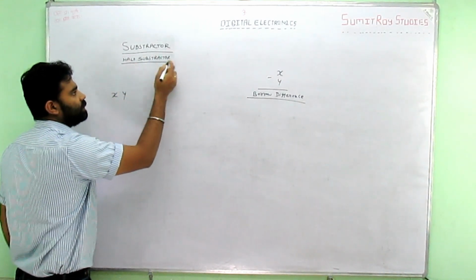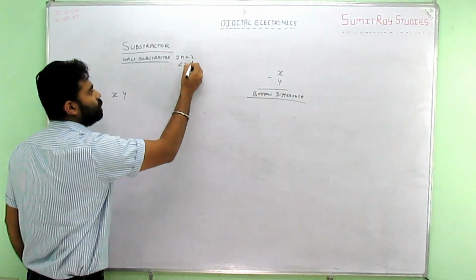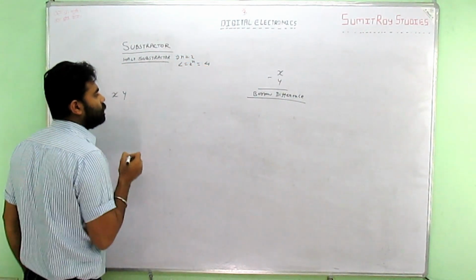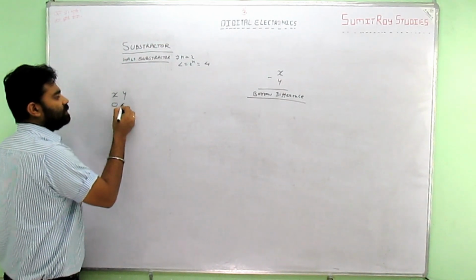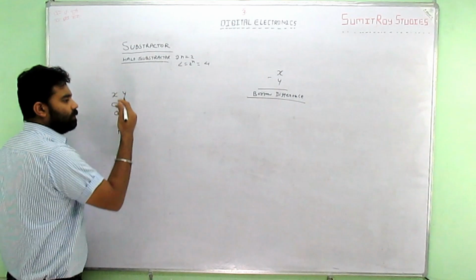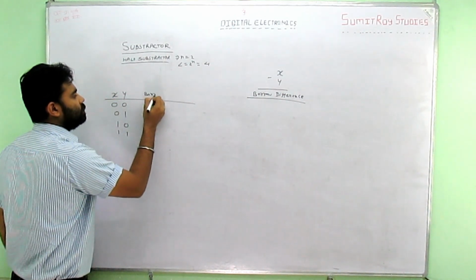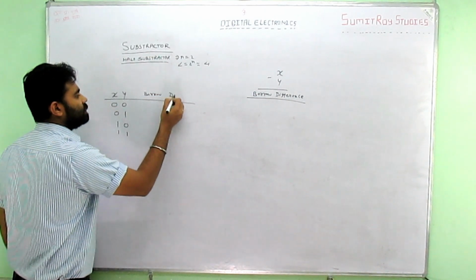It's a half subtractor, which means n equals 2 and L equals 2 to the power n, so the possible combinations are 4. That is 0 0, 0 1, 1 0, 1 1. With respect to this, there is borrow and difference.